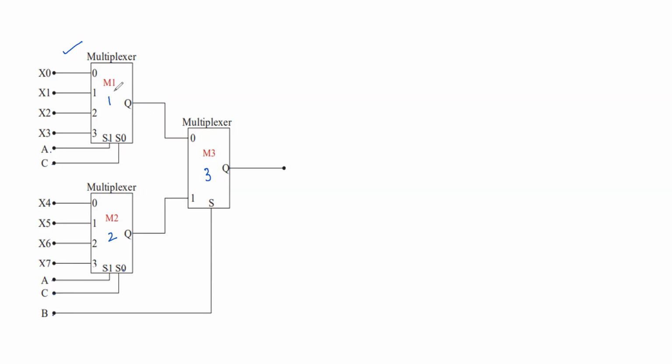For the first multiplexer, the inputs are X0 to X3. For the second one, X4 to X7. For the third multiplexer, the first input is from the output of the first multiplexer, and the second input is from the output of the second multiplexer. Now we should write the Boolean expression for the output Q of multiplexer 3.